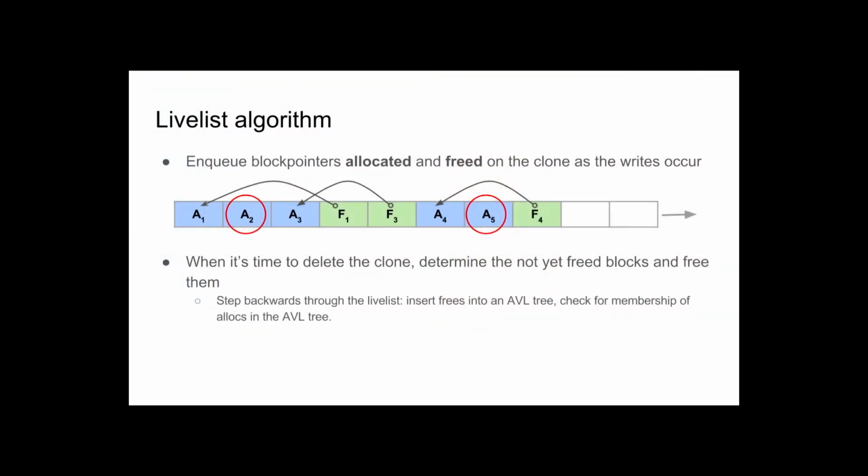We need both the allocs and the frees, because if we only keep track of the blocks that were allocated, over the course of the clone's lifetime, those blocks might have been freed naturally by the clone, stuff that happened to the clone, and we don't want to double free them in the end.